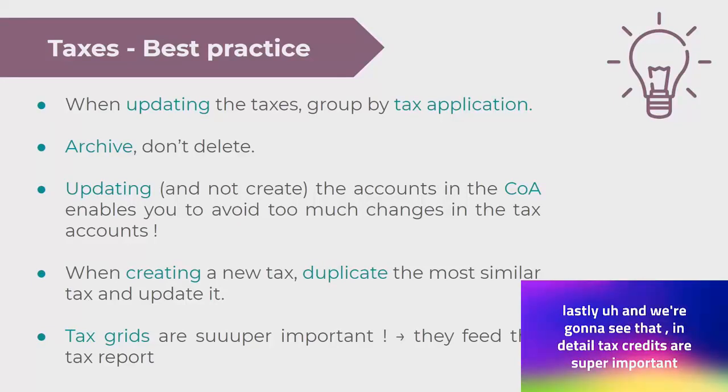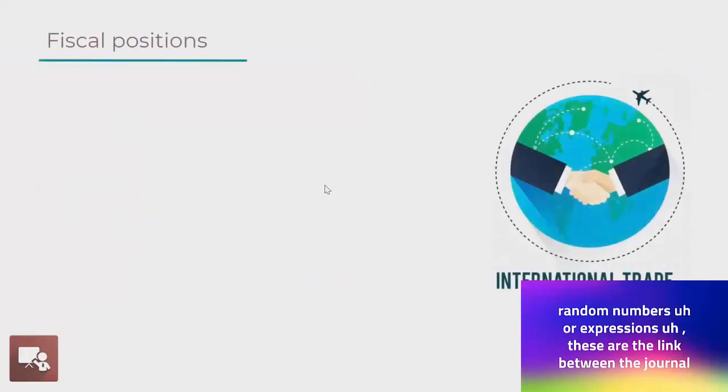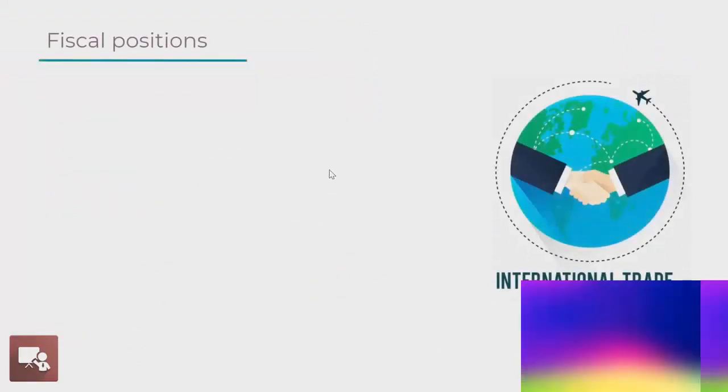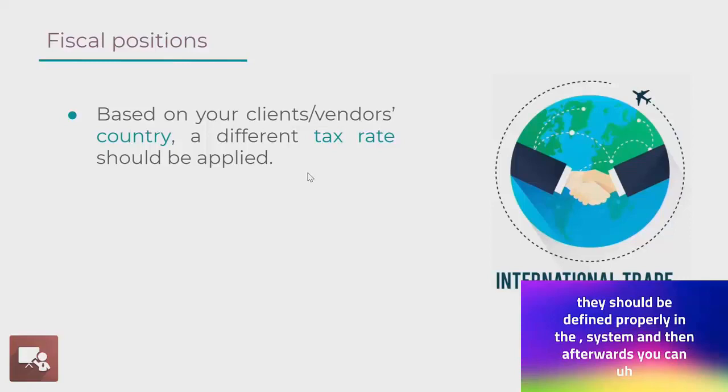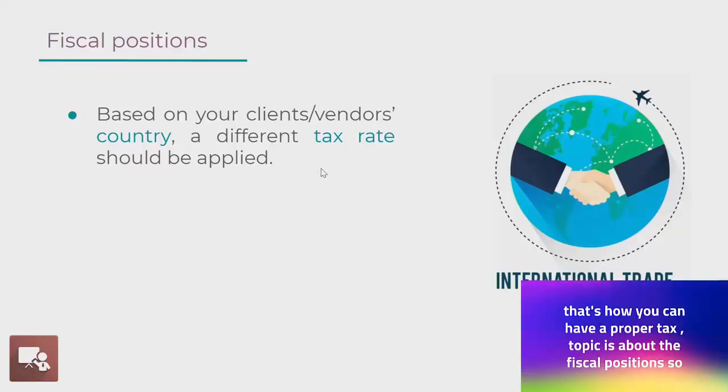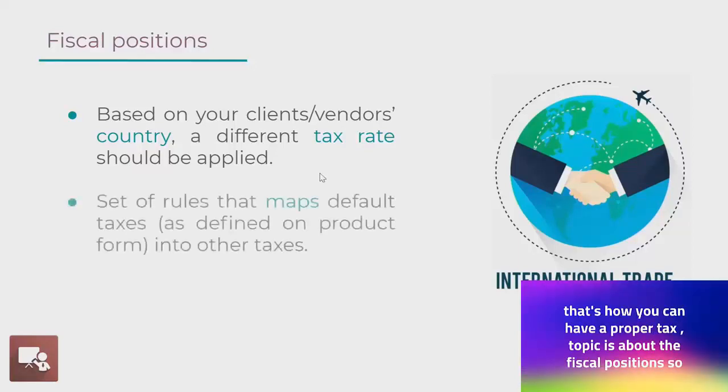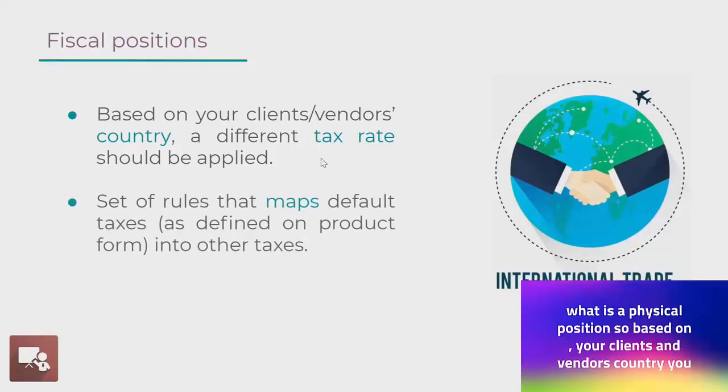Lastly, and we're going to see that in detail, tax grids are super important. You may have seen in your configuration little tax grids with random numbers or expressions. These are the link between the journal items and the tax report, so it's really important that you define them properly. They should be defined properly in the system, and then afterwards that's how you can have a proper tax report.